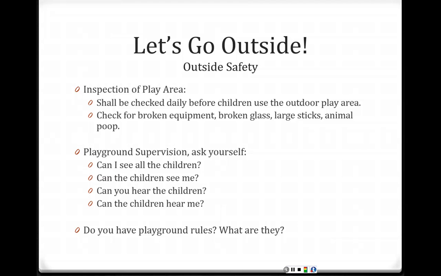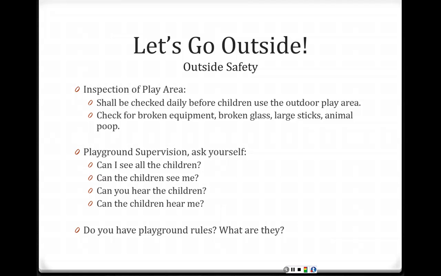Now let's talk about going outside. Outside safety, the inspection of the play area. Once again, this is like entering your classroom. When you enter the playground, the area shall be checked daily before children use the area. Even if there's someone assigned to check the area at the beginning of the morning, you still want to check it as you're going out with your children as well, because there could have been something that has happened during the day since the initial check and the time that you've gone out. You want to look for broken equipment, broken glass, large sticks, animal poop, anything that could be a hazard for your children.